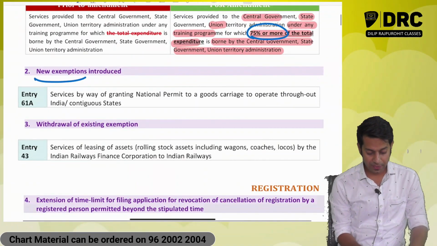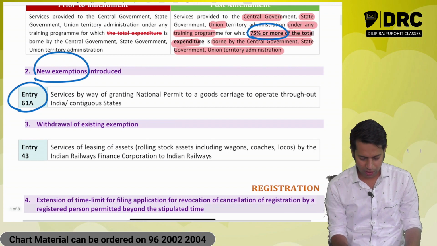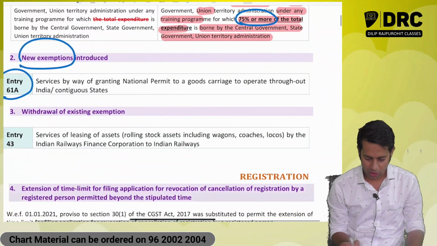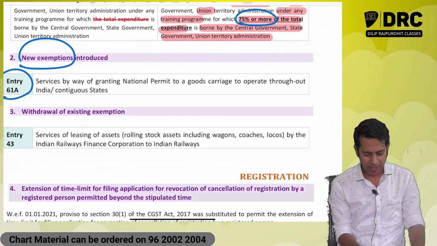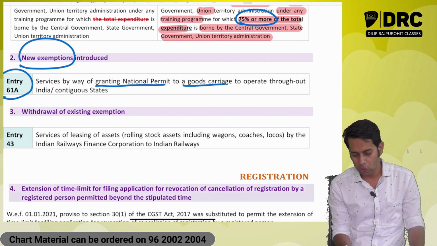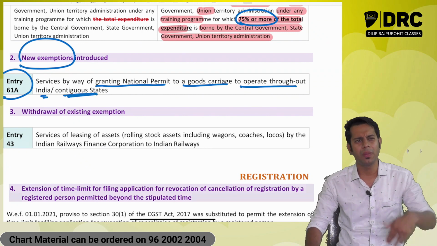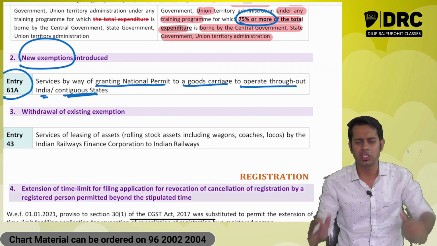Then a new exemption has been introduced. Entry number 61A has been inserted. What is this exemption talking about? This exemption talks about transportation services by way of granting national permit to goods carriage to operate throughout India or contiguous states. Now normally we go to RTO for whatever registration you are taking.